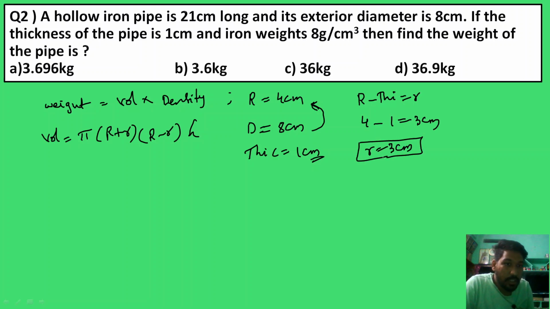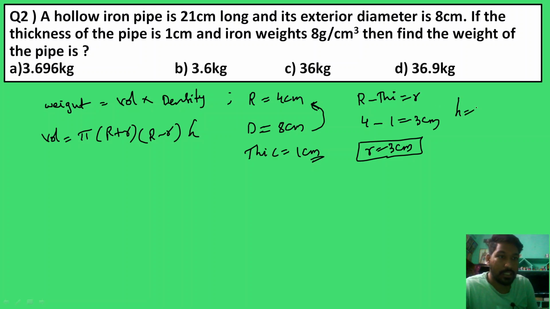If they give small r and thickness, add both, you will get capital R. If they give capital R and thickness, remove thickness from the capital R. Okay? Capital R is nothing but big, and small r is nothing but less. So capital R given, thickness given, subtract thickness, you are going to get smaller. If smaller given, thickness given, add both, you are going to get the radius, capital R.